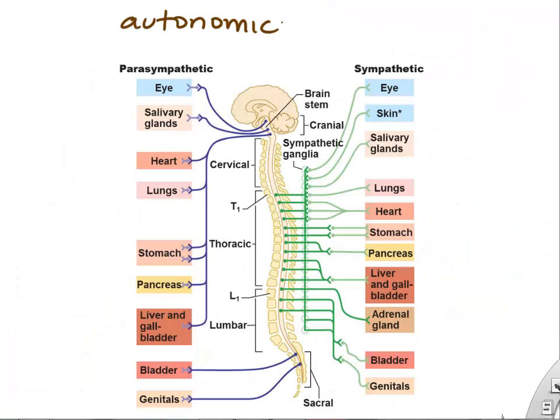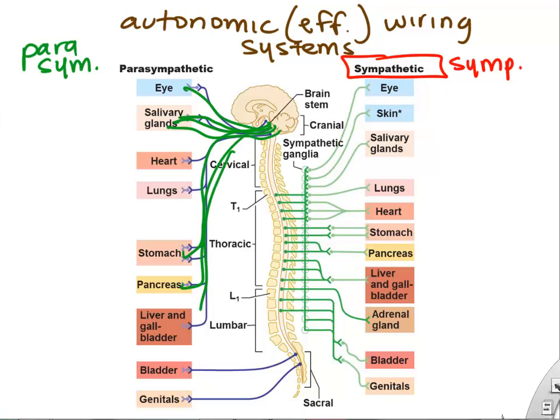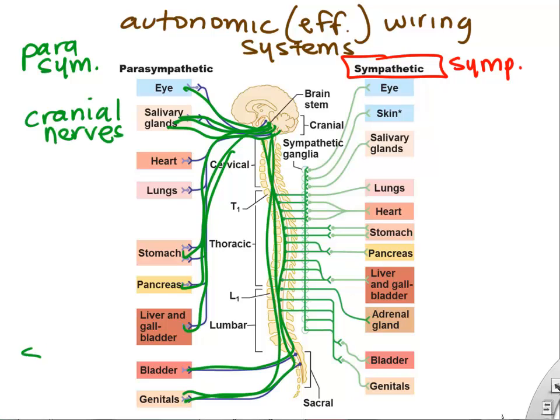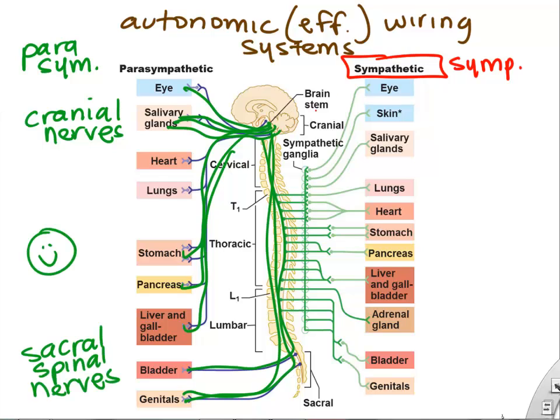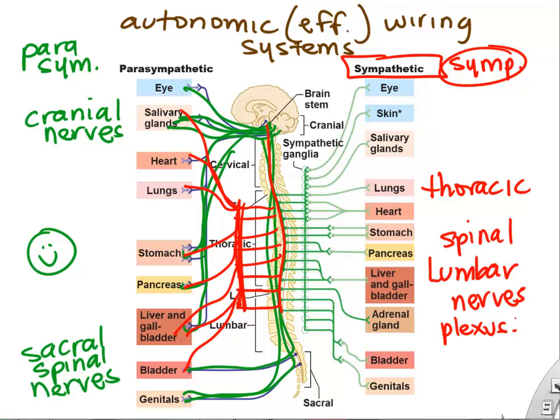When we learn about the autonomic nervous system, I think next week, we're going to talk about the wiring of the autonomic nervous system. So I just wanted to point out that they actually come off different parts of your nervous system. The parasympathetic nervous system comes off cranial nerves and also sacral spinal nerves. And it wires up your organs that your nervous system controls, but you don't actually consciously, voluntarily control. Your sympathetic nervous system is wired up to those same organs, but the wiring comes off the thoracic and lumbar spinal nerves. So it comes down your spinal cord, and then the wiring shoots off the thoracic and lumbar regions.